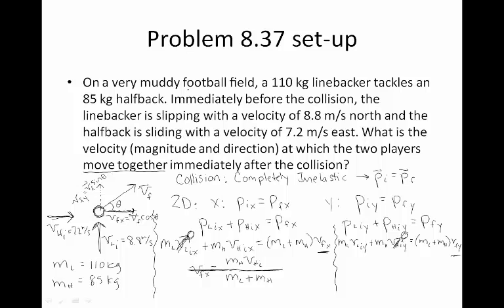Okay, and same thing for v final y. It's going to look similar. We've got the mass of the linebacker, the velocity initial of the linebacker, which we can see from the picture, all is in the y direction, divided by the total mass of both guys together. So that's something you can calculate, because we have all the numbers. And then if you wanted to get the magnitude of the final velocity, you need to take the square root of the final velocity x component squared plus the final velocity y component squared.